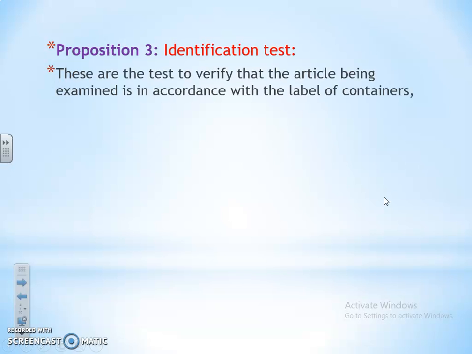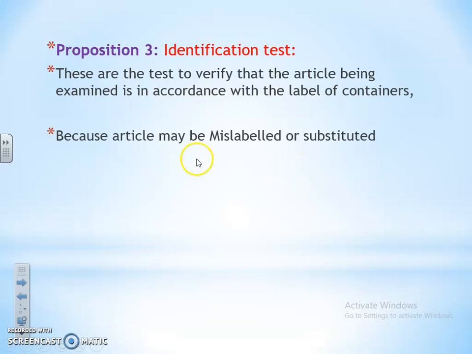Next, identification test, that is the chemical test. These are the tests to verify that the article being examined is in accordance with the label of the container, because there may be chances that the article or the substance or the drug may be mislabeled or substituted. So that we have to check. That is one of the aims of the identification test, that is to examine in accordance with the label of the container as well as in accordance with the official pharmacopoeia.